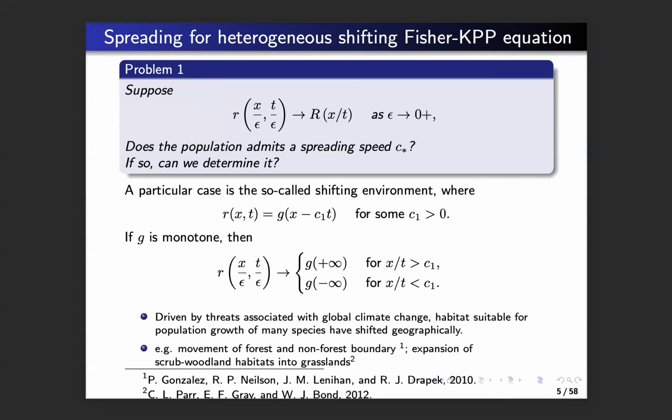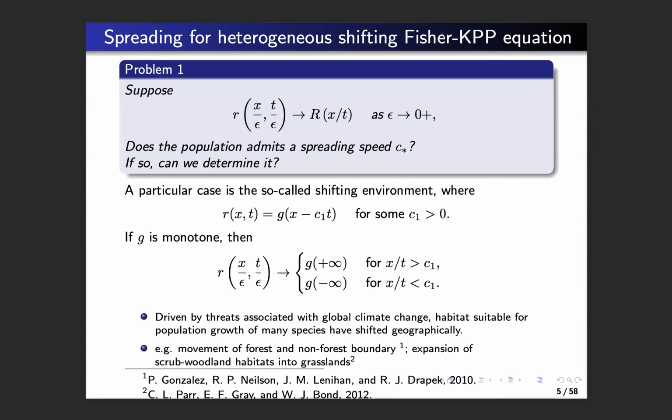A particular case of this question is the shifting environment. This is the case when the carrying capacity R is a function of the moving coordinate x minus c1t for a given c1. In the case when g is monotone, or when g has a limit at plus or minus infinity, one can see that the limit goes to a step function. When x over t is less than or bigger than c1, it goes to either g plus or minus infinity. The shifting habitats question is motivated by global climate change.